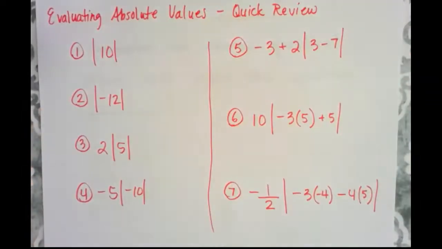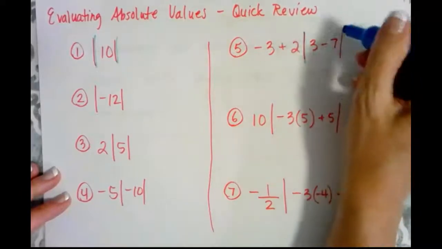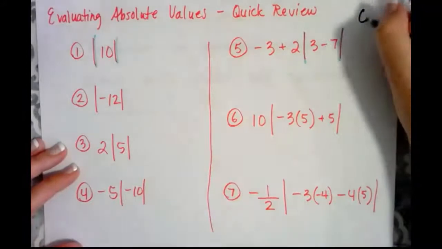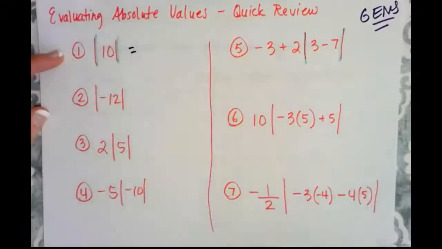So let's evaluate some absolute values here. Just a quick reminder that absolute value bars are grouping symbols, just like parentheses, brackets, braces, and the big fat fraction bar. So according to GEMS, order of operations, we need to do what's inside the absolute value bars first because they're a grouping symbol. So let's start with number 1 and just think of it as a question.